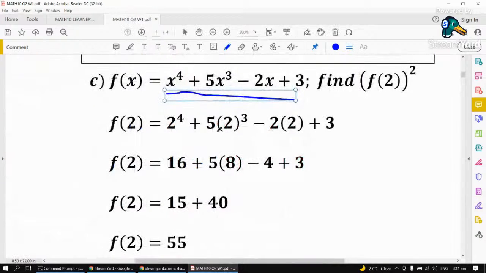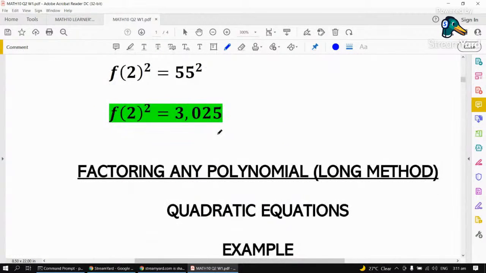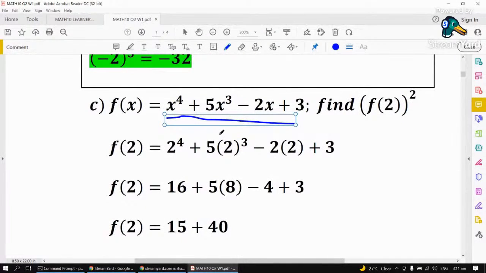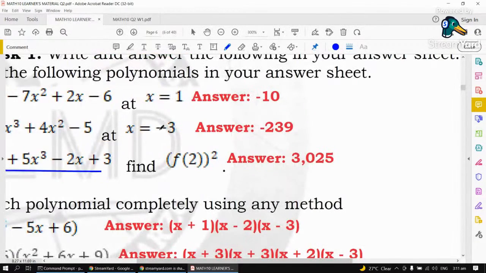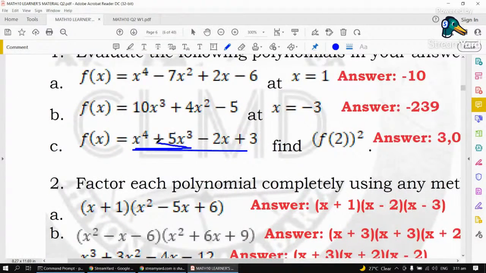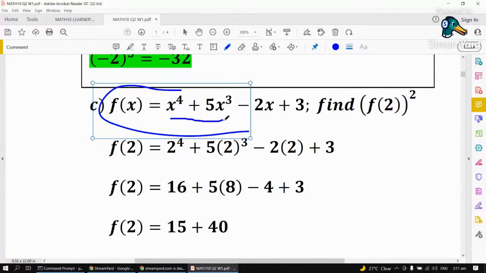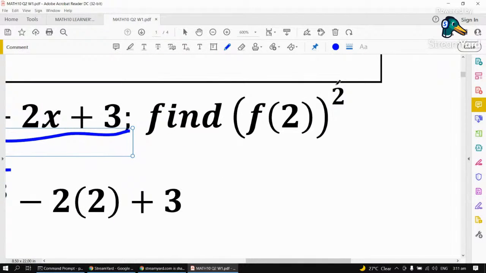Okay, so balikan natin itong ginawa kong solution. Kinopya ko lang itong given dito, no? Dito galing 'yan. X to the 4 plus 5x cubed minus 2x plus 3. Ang pinapahanap natin ay ang square ng f of 2. So, ang una nating gagawin is kukumpitin natin ang f of 2.